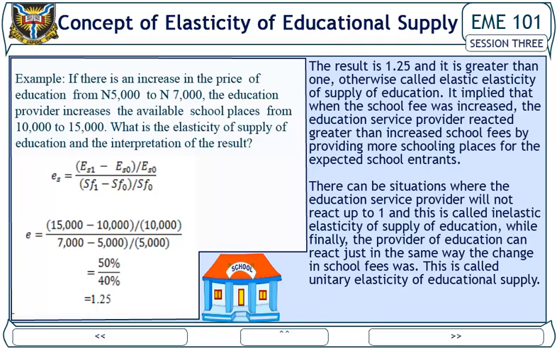There can be situations where the education service provider will not react up to 1, and this is called inelastic elasticity of supply of education, while finally the provider of education can react just in the same way the change in school fees was. This is called unitary elasticity of education supply.